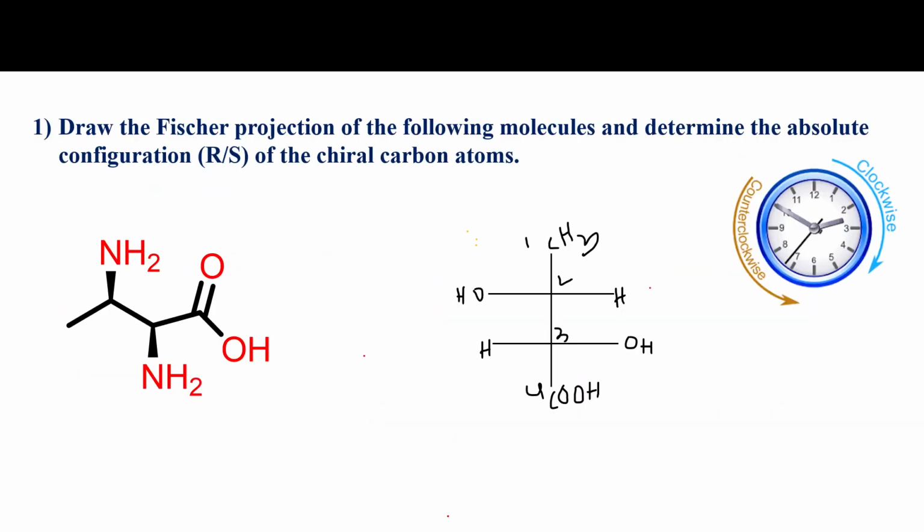Now we want to solve some problems. The first problem was to draw the Fischer projection of the following molecule and determine the absolute configuration, R or S, of the chiral center. So you have to find out the chiral center, and we have to determine whether the nomenclature is R or S. Then we also have to work out how we can draw this molecule. If you want to draw this molecule, first you have to draw it like this.